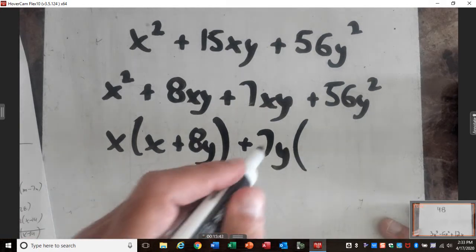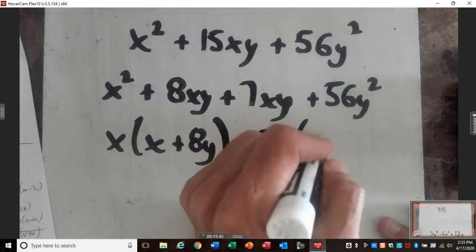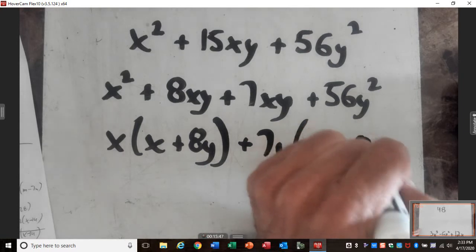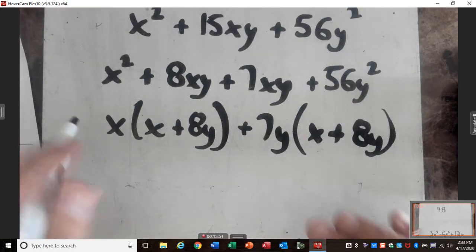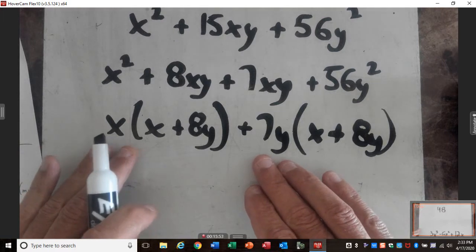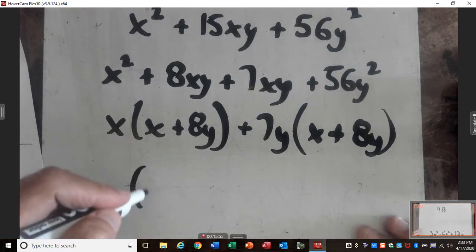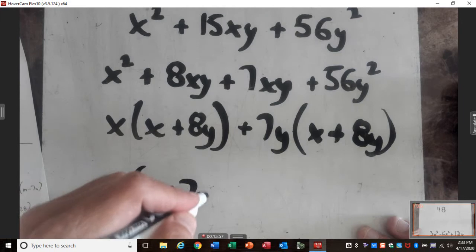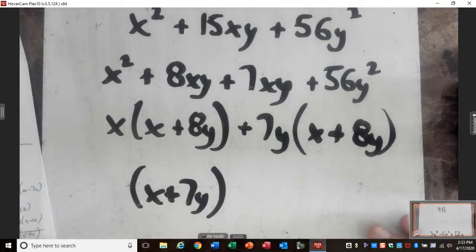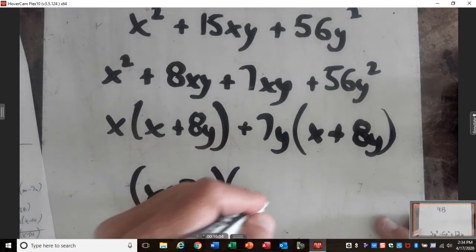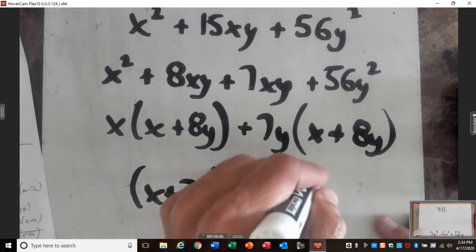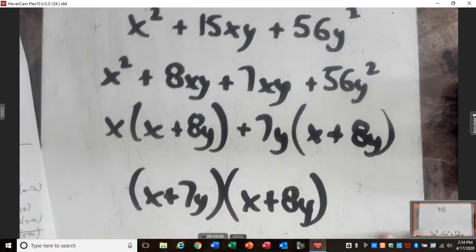Again, this should be the same. It should just be x plus 8y. It's always good to check it, though. x, yep, plus 8y. All right, and we're basically done. So what I want you to do now is take your outer, like this, and write it as one. So we're going to go x plus 7y as one, and the second one will be the common binomial, which is x plus 8y. And we're done.